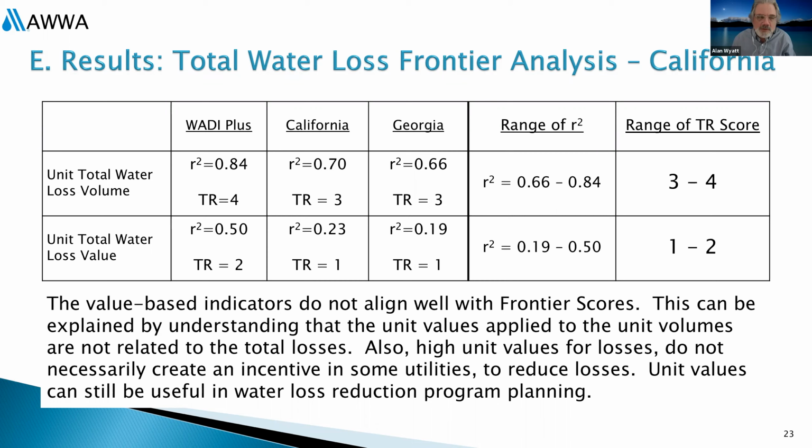I think it's still useful in thinking about, you know, if my leak detection cost is so much per cubic meter and my value of water is some close amount of dollars per cubic meter, then that's useful in planning. But it isn't a good indicator of the volumetric performance of the utility. Still an interesting number, but not for performance assessment, but for planning.